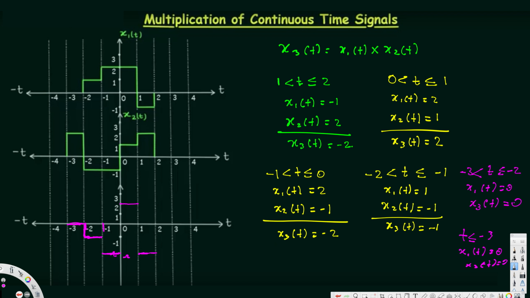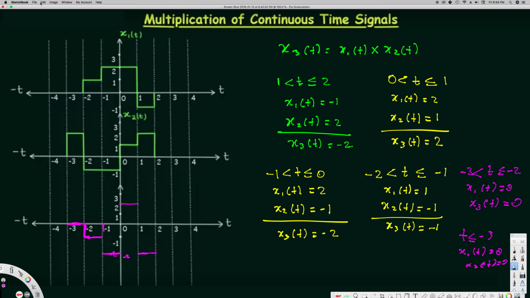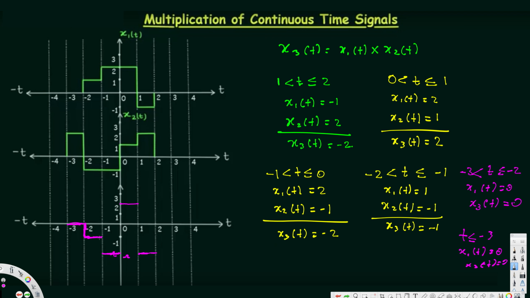Oh, I shouldn't write this one. Okay, let's connect this one here and here and then here and then here, and that's it. And that is our multiplication graph of continuous time signals.